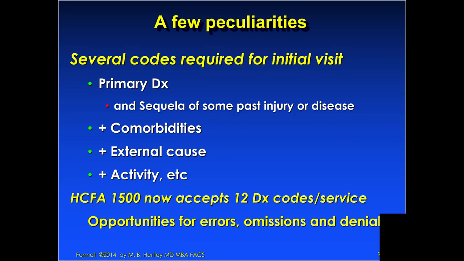So you can see that there are a few peculiarities with the ICD-10 code set, more than the ICD-9 code set. You're required to report a primary diagnosis and if it's a sequela of some past injury or disease. It's also very helpful to capture all pertinent medical comorbidities that may have impact on that injury or medical or orthopedic or musculoskeletal diagnosis. Should also try to determine the external cause and the activity. As I said, the new claim form accepts up to 12 diagnoses codes for every physician service. Obviously, there are lots of opportunities for errors, omissions, and denials.